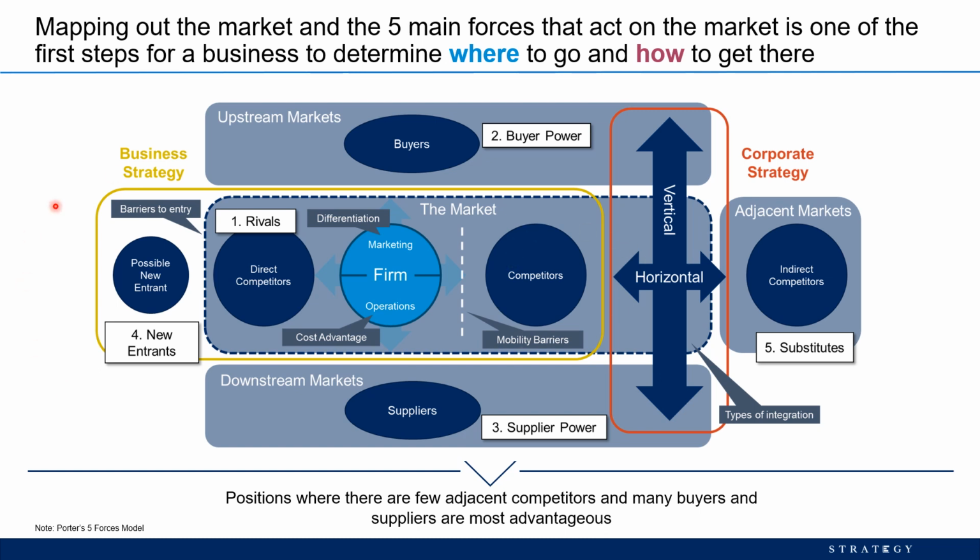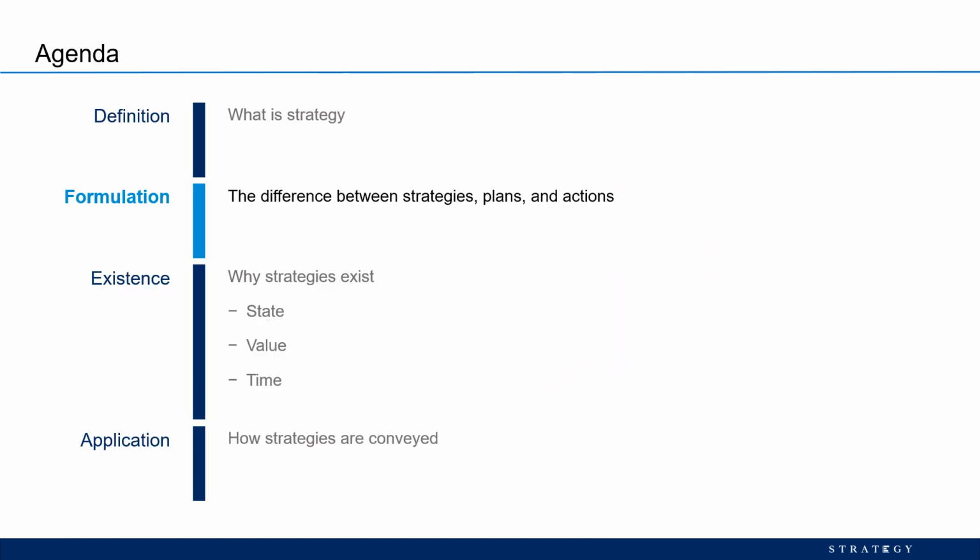Really, if you can understand this diagram here, you have a very good grasp of business strategy in one glance. The main takeaway I would say from this slide is you want to keep the ratio of firms in here as low as possible. You want to have the most buyers and suppliers you can in order to create the most amount of profits within a market. Okay, and now we'll be moving on to formulation.